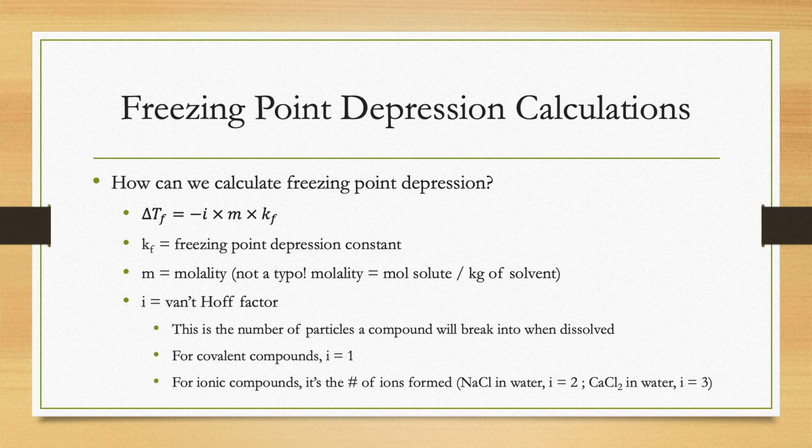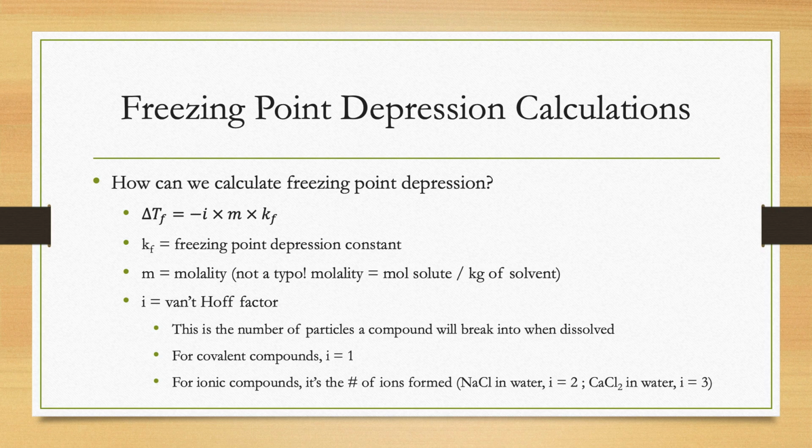Really, the van't Hoff factor is most important for ionic compounds, in particular if you're putting them in aqueous solutions. If you put sodium chloride in water, it breaks apart into 2 ions, 1 sodium and 1 chloride, and as a result, i equals 2. If you were to put calcium chloride into water, it breaks into 3 ions because you get 2 chlorides and 1 calcium, so now i would be 3.